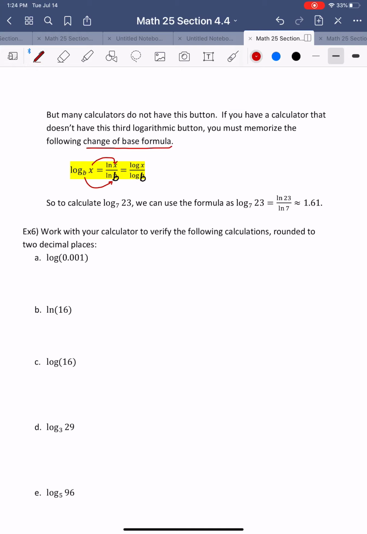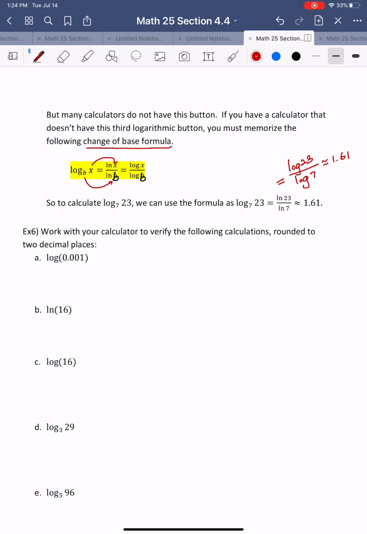So to calculate log base 7 of 23, we can use the formula as ln 23 over ln 7, which comes out to approximately 1.61. Or you can use log of 23 over log of 7 with base 10, and you'll get 1.612. Use your calculator to confirm that.